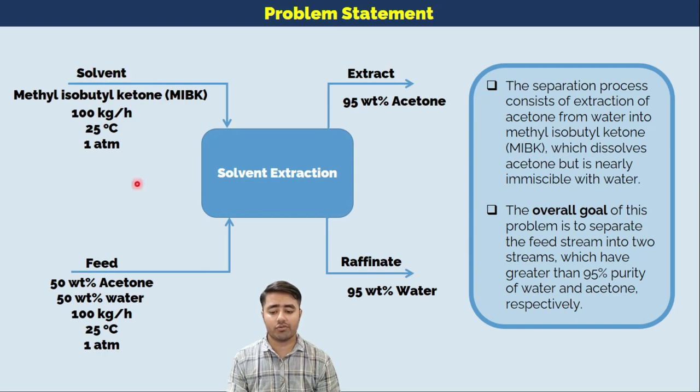This solvent is used to extract acetone from the water, because the solvent is not dissolved in water while it can extract acetone from the water. In the extract stream, we want to obtain 95% acetone, while in the raffinate stream, we want to obtain 95% water. In order to solve this problem in Aspen Plus, we first have to define the components.